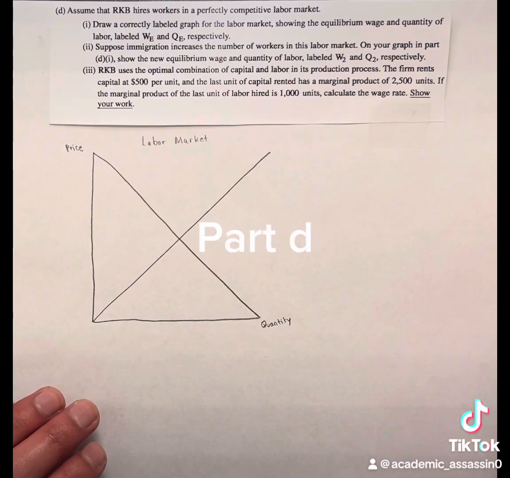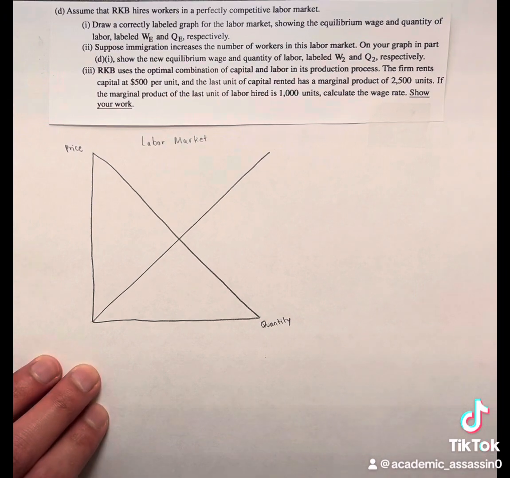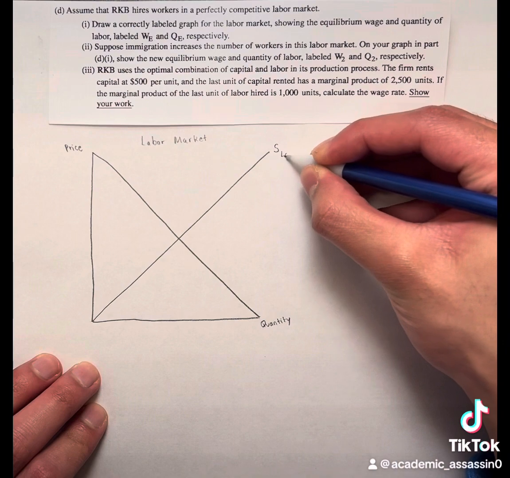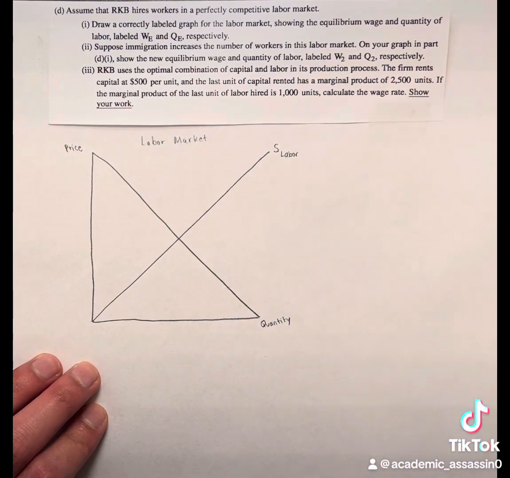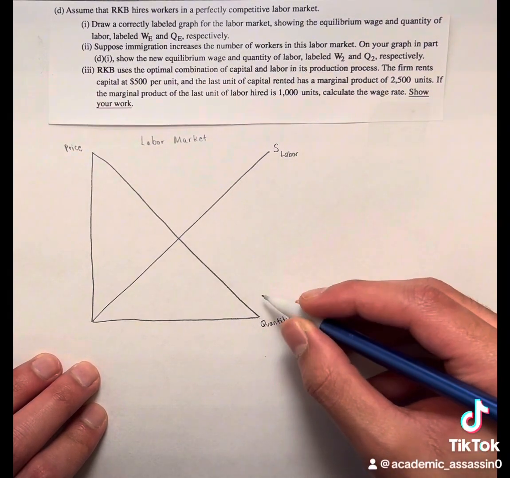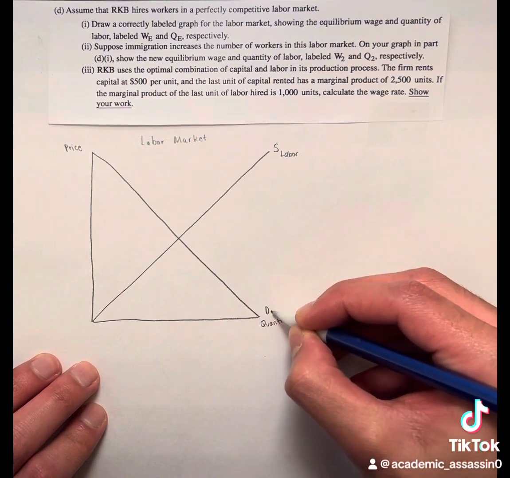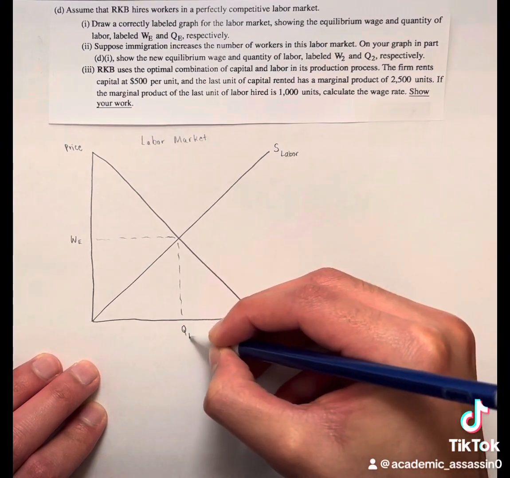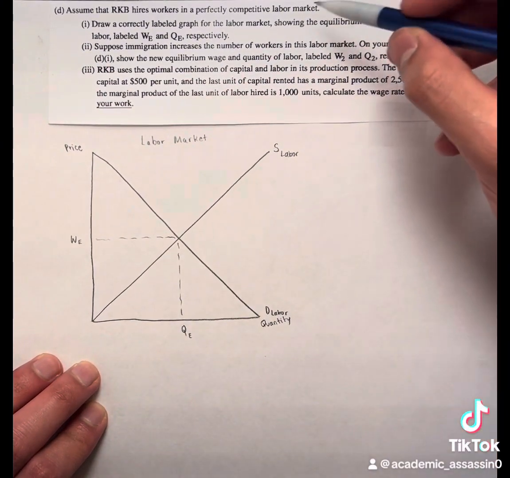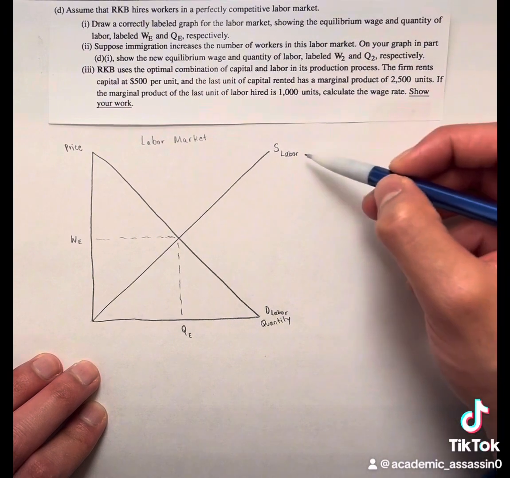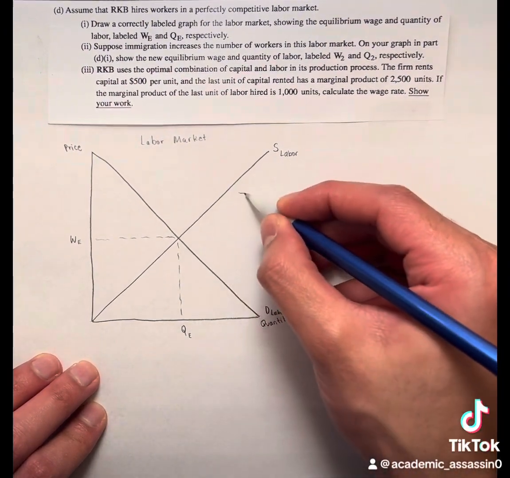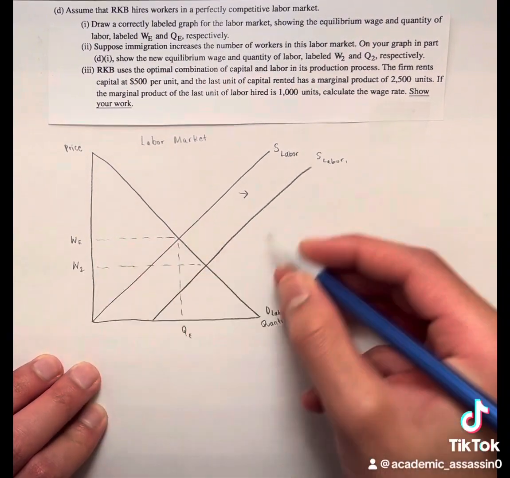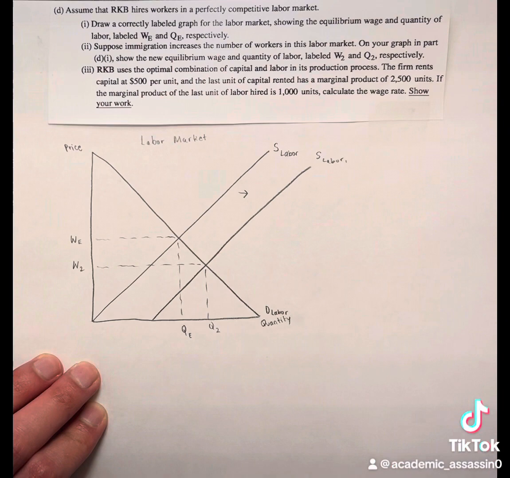Part D, we're asked to draw a perfectly competitive labor market graph. So the difference between this and a product market graph is that this time the suppliers are the households and the consumers are the businesses, not the other way around. This is our wage and just a quantity of workers. So if immigration increases, then the number of laborers will increase, and so supply will shift right. The new wage will be W2 and our quantity will be Q2.